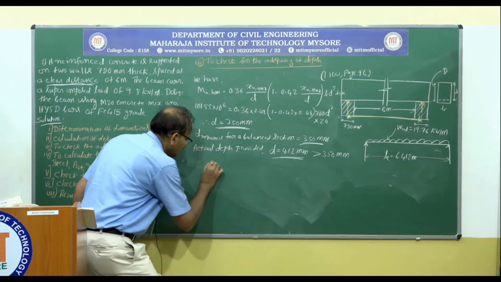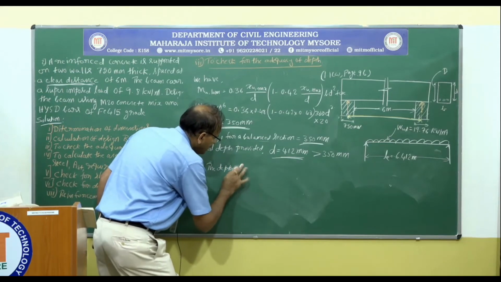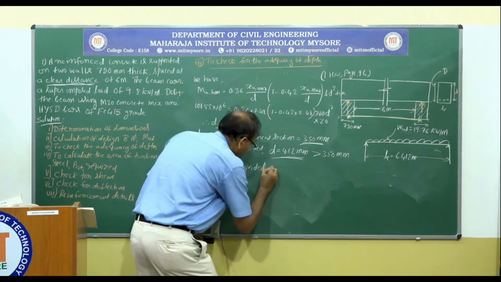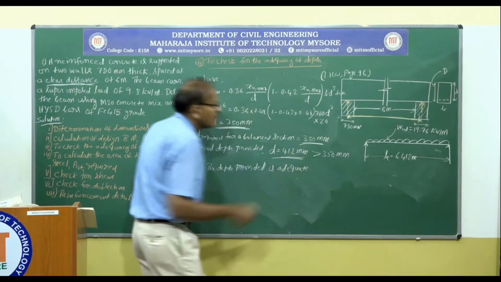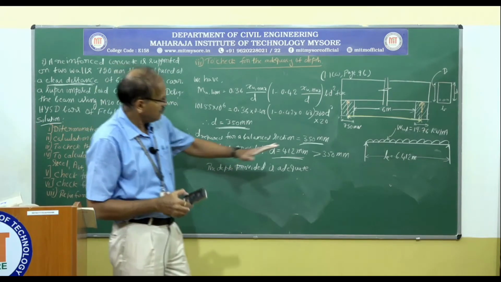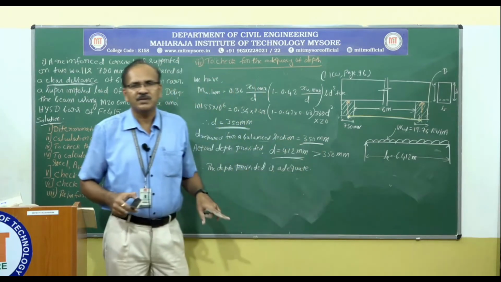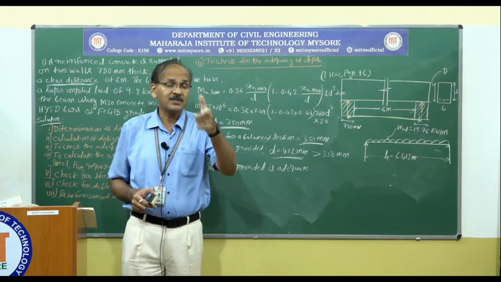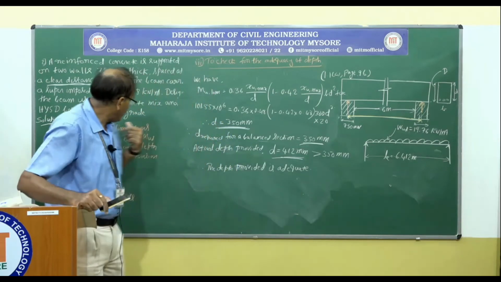Therefore, the depth provided is adequate. Okay, and one more thing, when we are providing more than the balanced section depth, automatically we go for under reinforced section. The section is going to be under reinforced. Is it clear to you? So we will go with the next step.